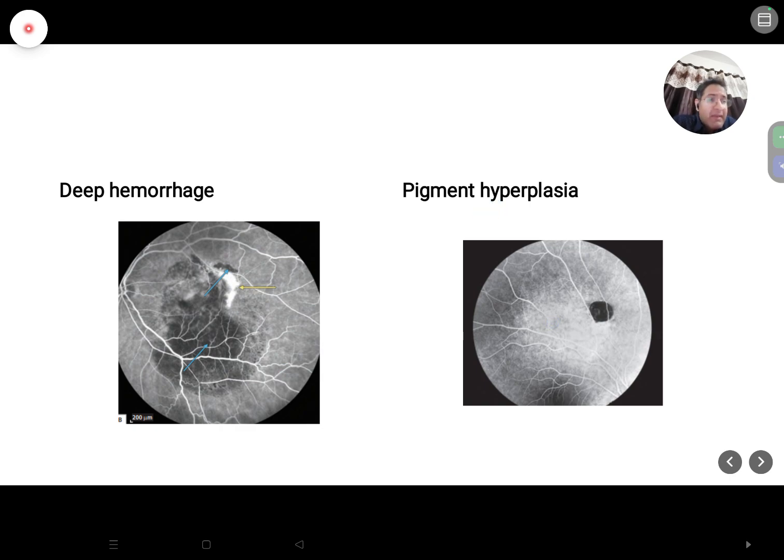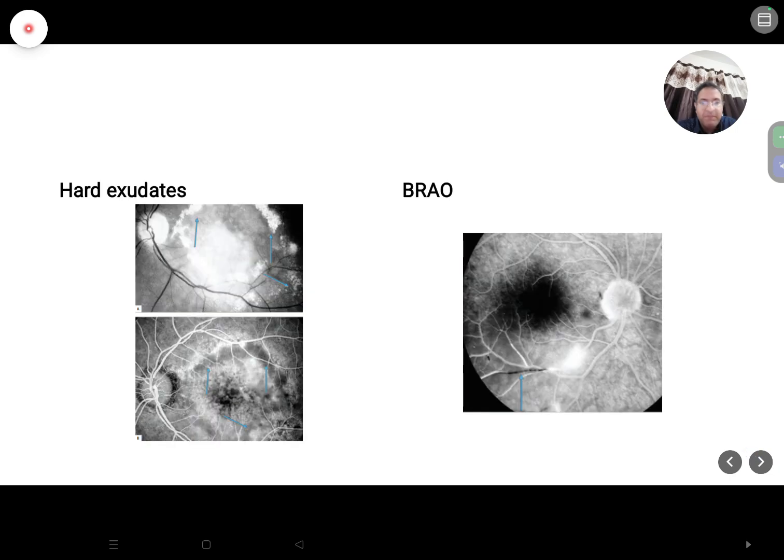Next is pigment hyperplasia. There will be a lot of RPE cells collected there, and these RPE cells will be so thick that the underlying choroidal fluorescence will not appear. In pigment hyperplasia patients, this hypofluorescence will not decrease or increase in size. Its size will remain constant, and we can see the blood vessel going over that lesion. So this is the example of pigment hyperplasia.